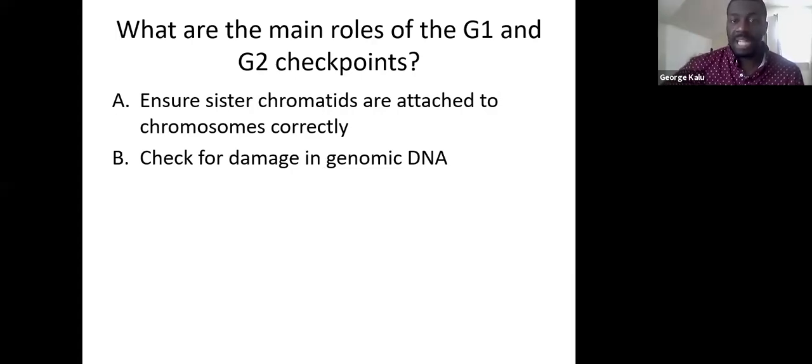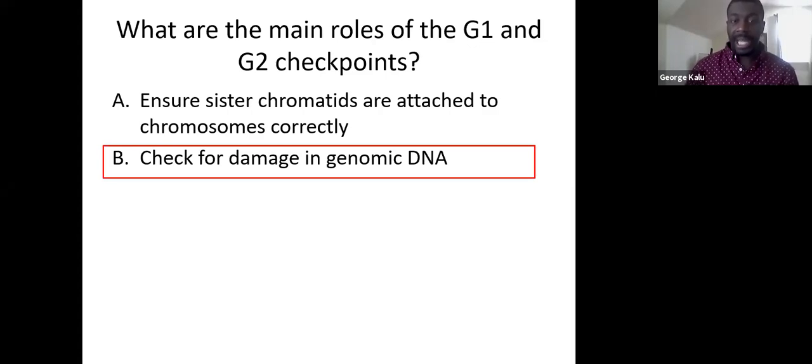What are the main roles of the G1 and the G2 checkpoints? A, they ensure the sister chromatids are attached to chromosomes correctly, or B, they check for damage in genomic DNA. What do we think for this one? Yes, I'm seeing some B's. B is the correct answer. They check for damage within the DNA. So those are the roles of those two checkpoints.